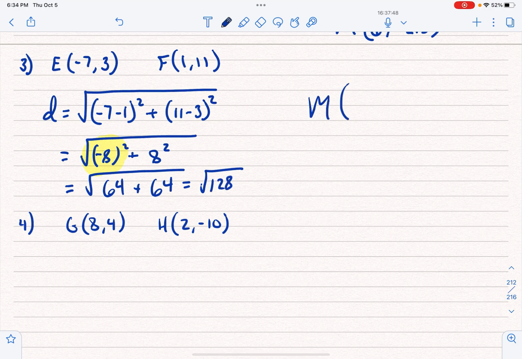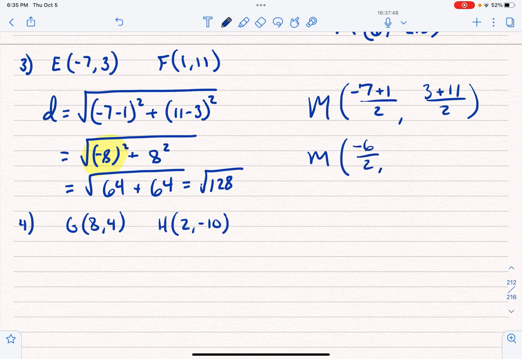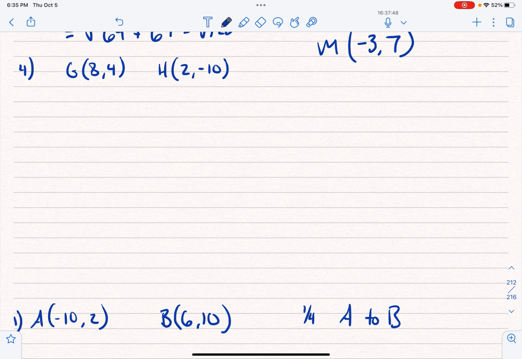The midpoint of these two is going to be -7 plus 1 divided by 2, and 3 plus 11 divided by 2. Therefore the midpoint is -7 plus 1, which is -6 over 2, and 3 plus 11, which is 14 over 2. When I simplify that, I get -3, 7. Pretty simple.